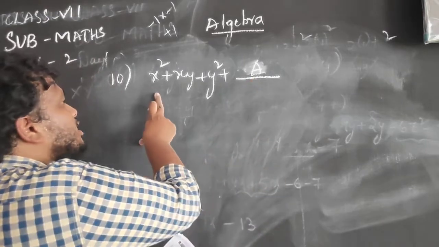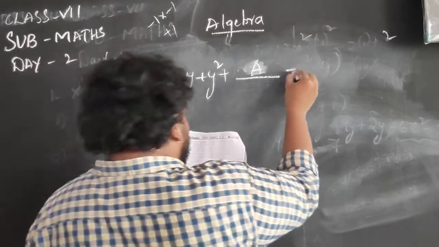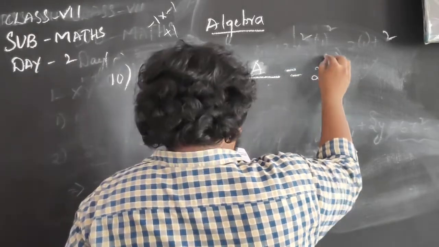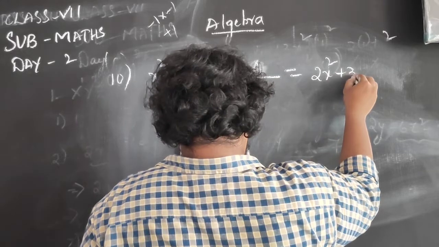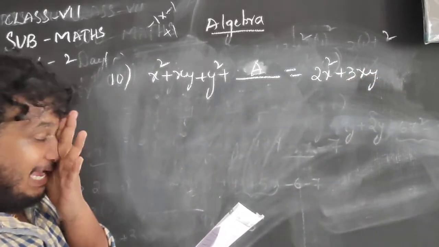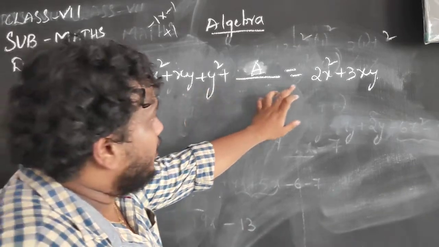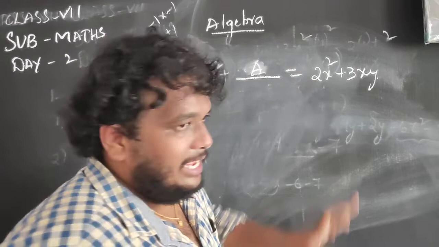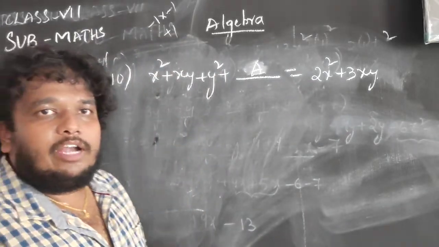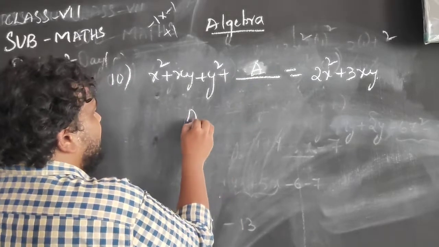So for x square plus xy plus y square, what do I have to add to get the answer as 2x square plus 3xy? I don't know what I have to add, so let me take it as a. I want this a.